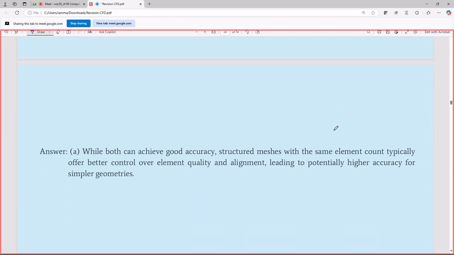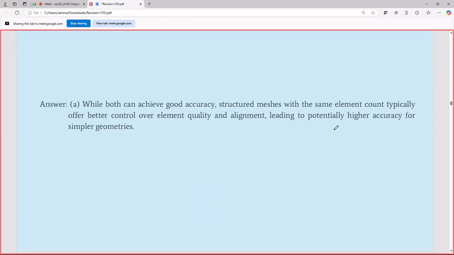Our answer is option A. Both can give good accuracy. Structured mesh with the same number of elements can typically offer better control over element quality and alignment, leading to a potentially higher accuracy for simpler geometries. So, the answer is for simpler geometries, structured meshes are better than unstructured meshes.